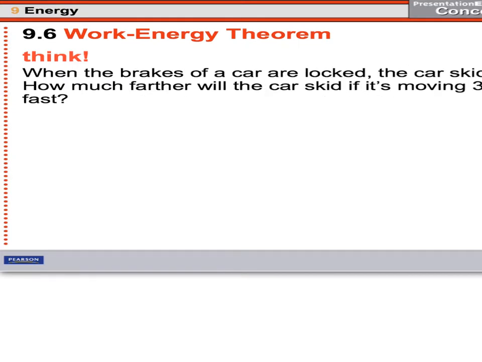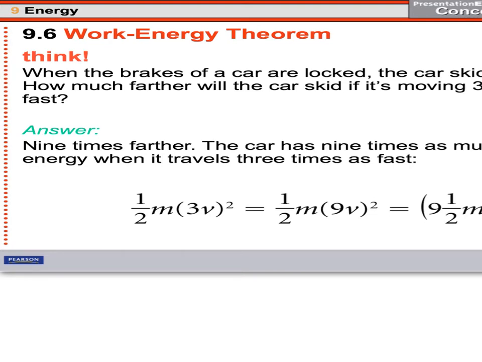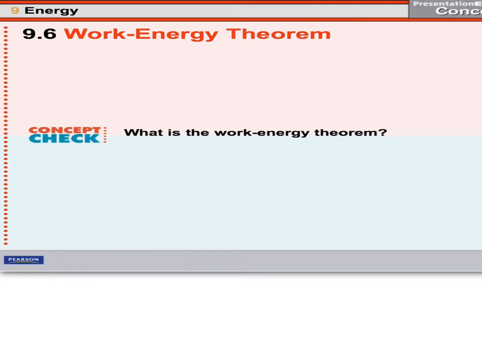When the brakes of a car are locked, the car skids to a stop. How much farther will the car skid if it's moving 3 times as fast? So it'll go 9 times farther. The car has 9 times as much kinetic energy when it travels 3 times as fast. What is the work energy theorem? Remember we said the kinetic energy and the work are equal to one another.